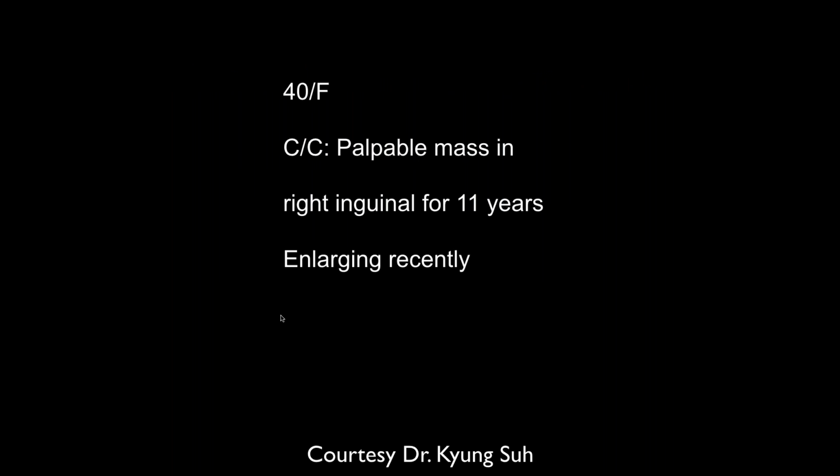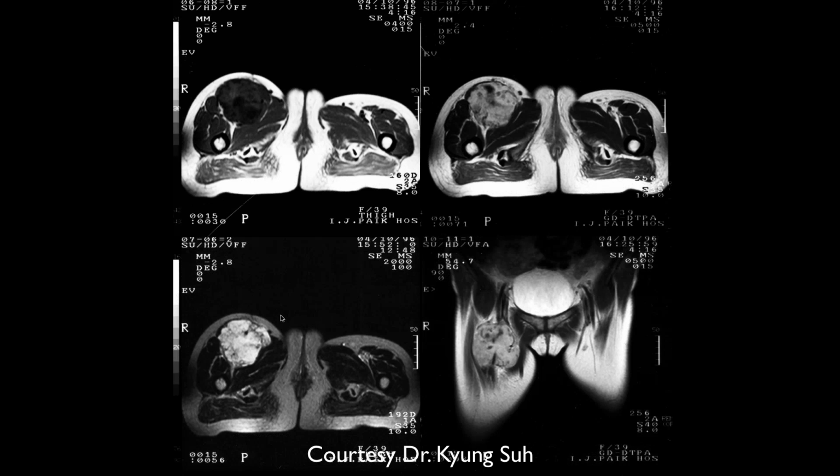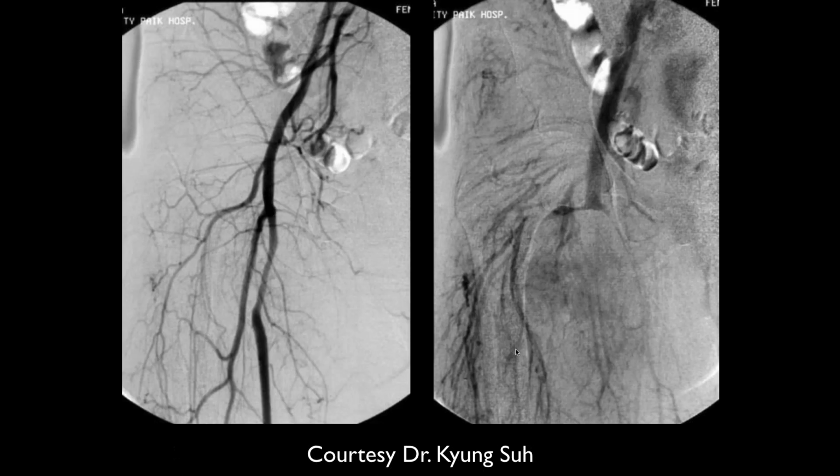All right. 40-year-old female, chief complaint of palpable mass in the right inguinal region for 11 years, which has been enlarging recently. So I've got a series of MR images in the axial and in the coronal plane where I see a fairly ill-defined, irregular mass. I can see the margins, but not that very well, which is hypointense on T1 and hyper-intense with some intermediate areas interspersed between with some septations as well.